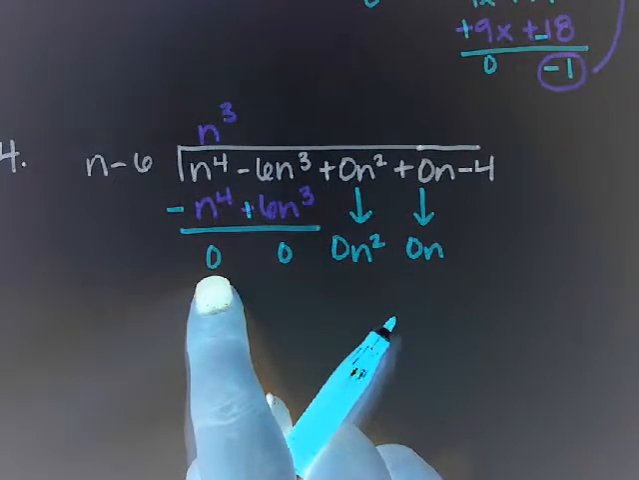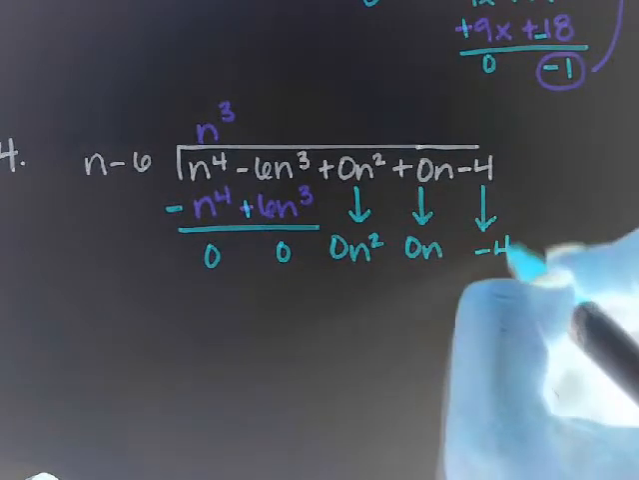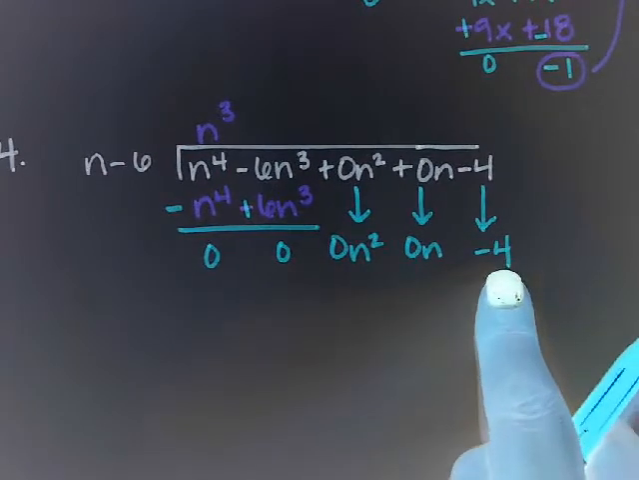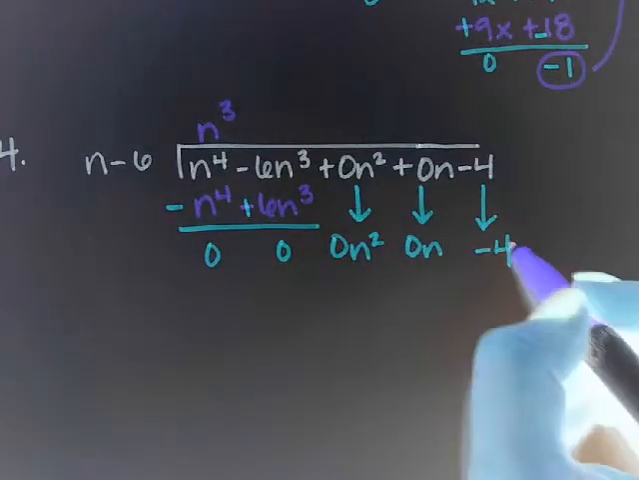Anytime it zeroes out, you don't have to work with it, you just skip it, okay? And then I drop down the last one, which was negative 4. Does the negative 4 have a variable with it? No, so we're at the end. That's the remainder.